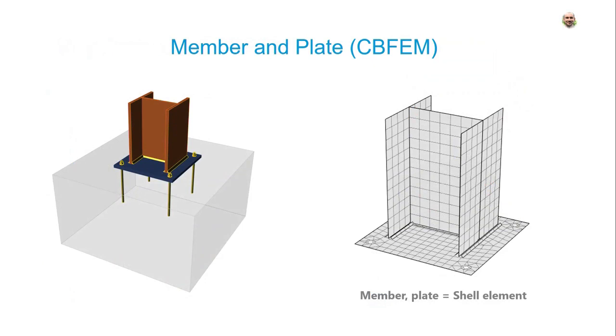Plate. Plate is defined by shell element. We can imagine it as this base plate. Members are defined from plates. You can see a column, and it's created with bottom flange, top flange, and web. Three plates create a column.